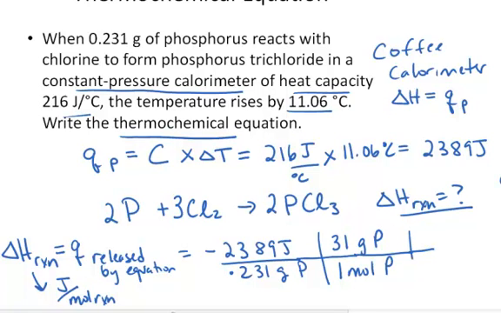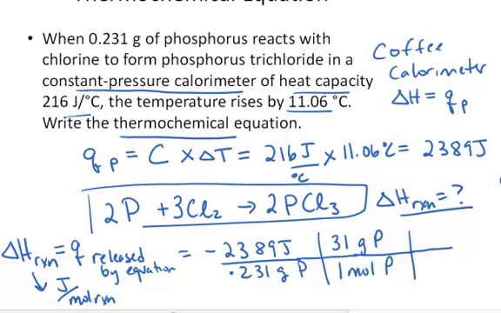Now I'm in units of per 1 mole of phosphorus, but when I look at this balanced chemical equation, it's 2 moles of phosphorus plus 3 moles of chlorine gives 2 moles of phosphorus trichloride. So I need to express this in terms of mole reaction rather than moles of phosphorus. Every 2 moles of phosphorus that react is 1 mole reaction. So I need to normalize to mole reaction. The grams of phosphorus units will cancel, the moles of phosphorus units will cancel, and I'll be left in units of joules per mole reaction.